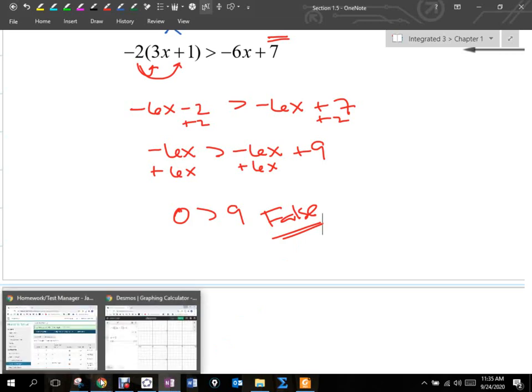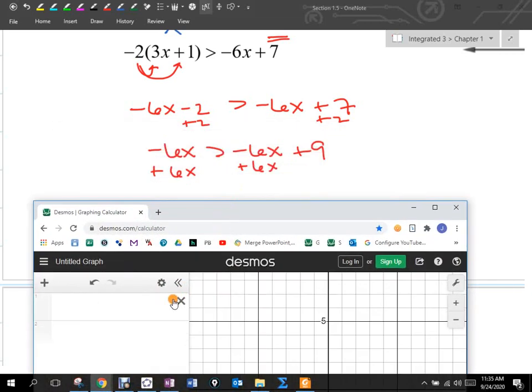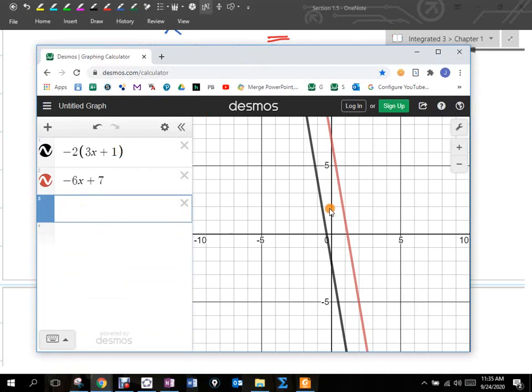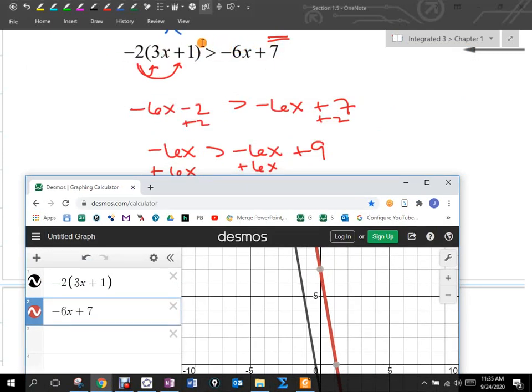If I were to graph these, and I'll use Desmos just because it'd be a little bit quicker. Remember we talked about yesterday when I showed you the graphs of being able to see where they're equal and then everywhere else they're unequal? Well, if I graph the left-hand side as -2 times 3x plus 1, and the right-hand side as -6x plus 7. And the question is, when is the black one greater than the red one? Well, the black one is always below the red one. Does that make sense? They're actually parallel. So they never intersect, so they're never equal. Therefore, they're always going to be unequal in some fashion, and this is not the fashion that they're unequal. This says that the black one should be above the red one, and that's false.